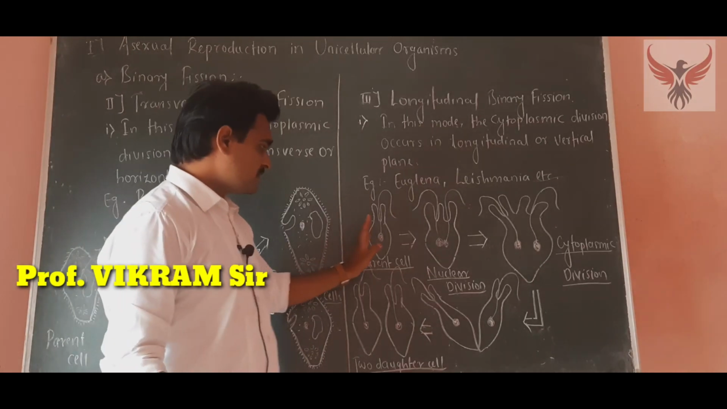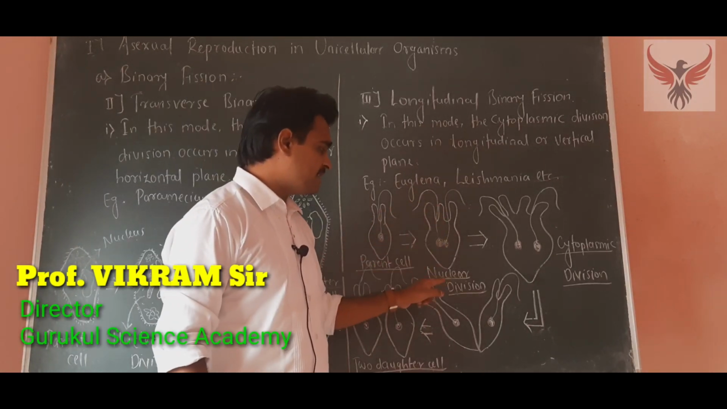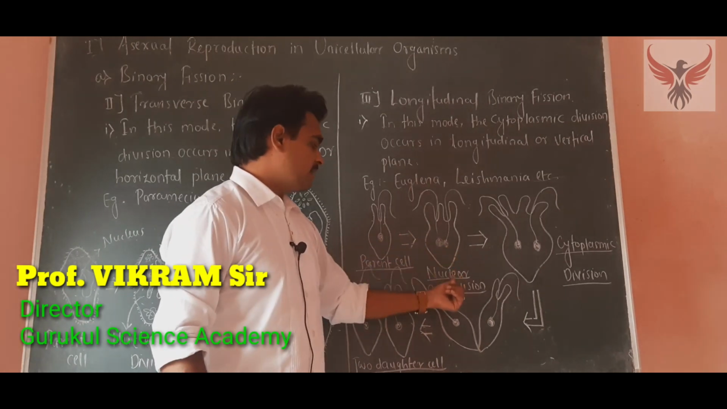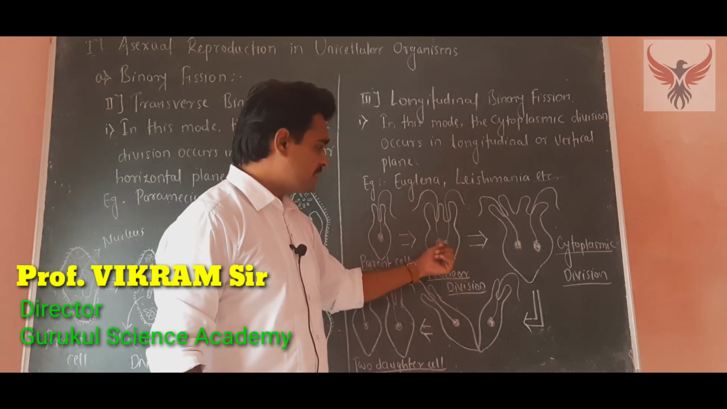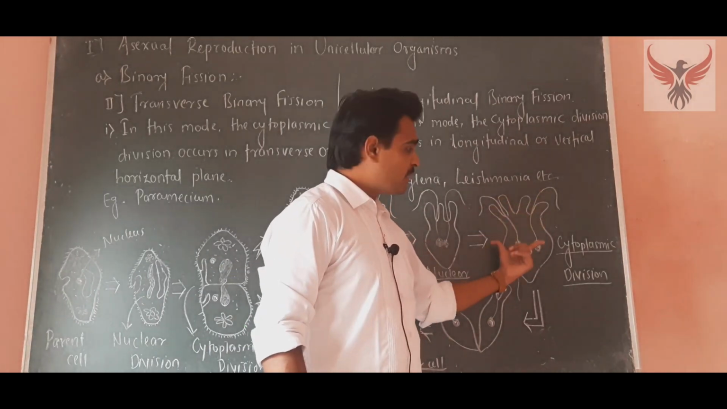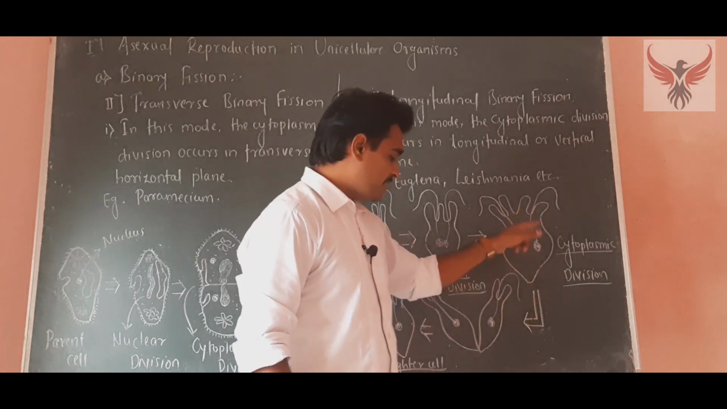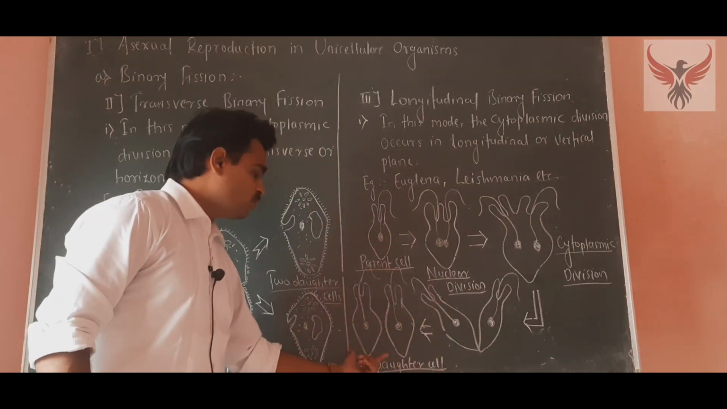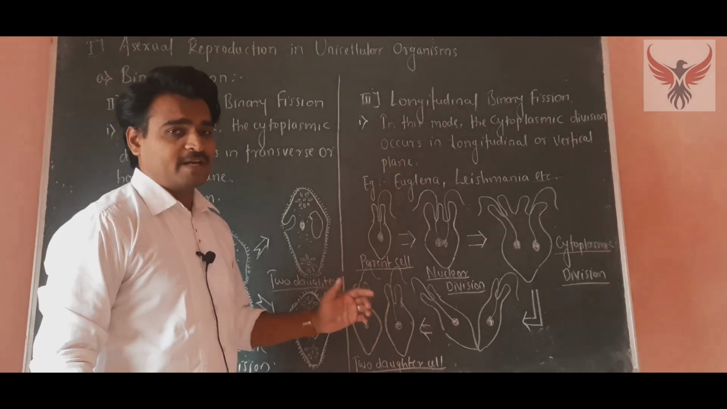In the second step, we can see the nuclear division. This is the nucleus of Euglena, and the nuclear division occurs in the second step. In the third step, along with nuclear division, cytoplasmic division also occurs. In the next step, there is complete division, and two daughter cells of Euglena are obtained.